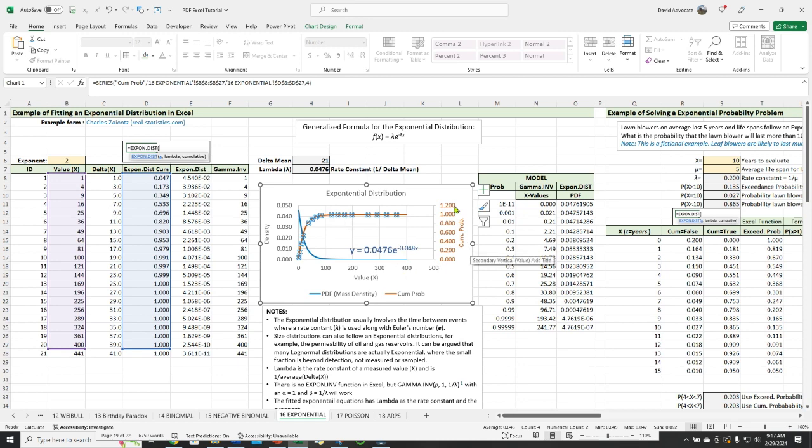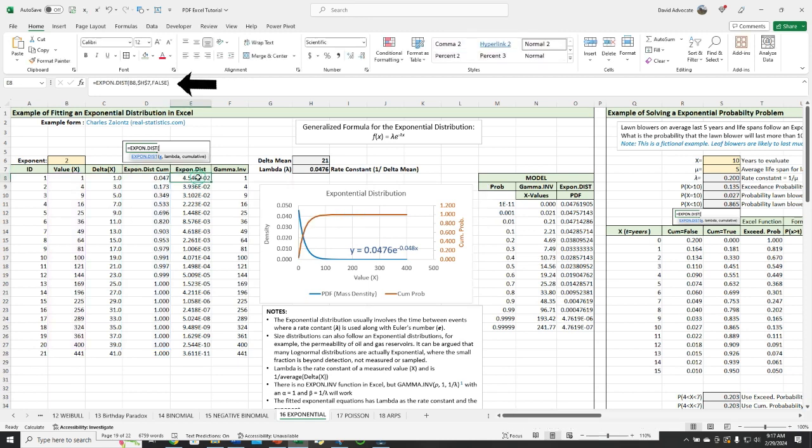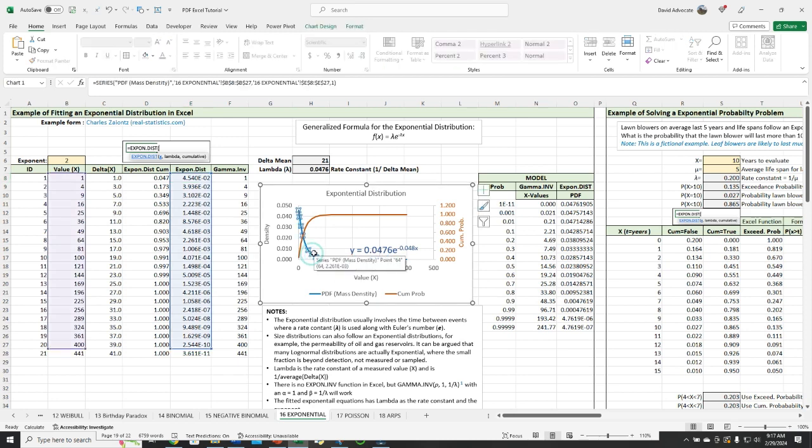Which goes from 0 to 1. So that's the cumulative probability. But if we set the formula bar to false, then we can get the mass density. So let's have a look at this curve. And there's our mass density for an exponent of 2.